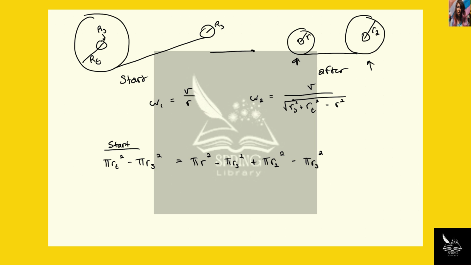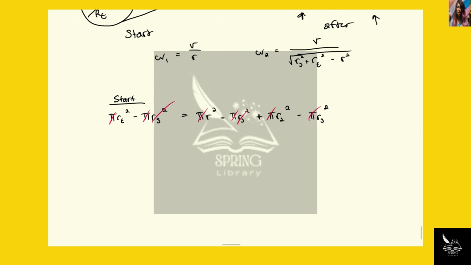What you can see immediately is all of our pi's will cancel. Lovely. But then on top of that, one of our RS squared values will cancel out as well. So it could be the second one, it could be the last one, it could be whatever. So what ends up happening is we have RT squared equal to R squared plus R2 squared minus RS squared.